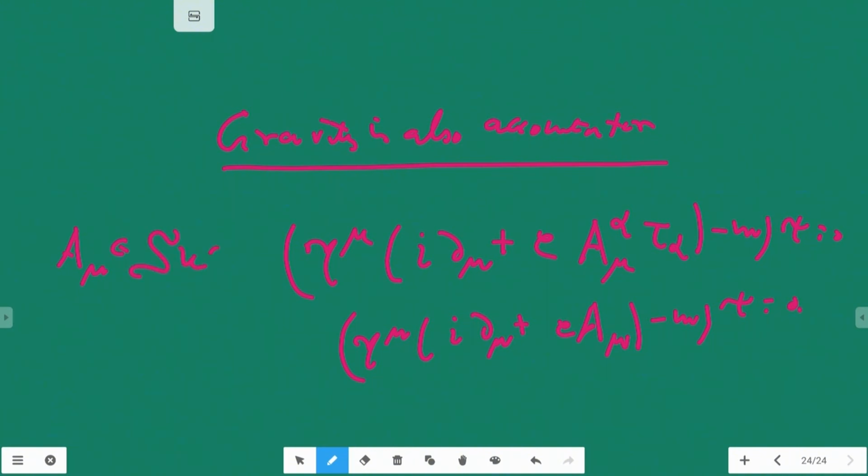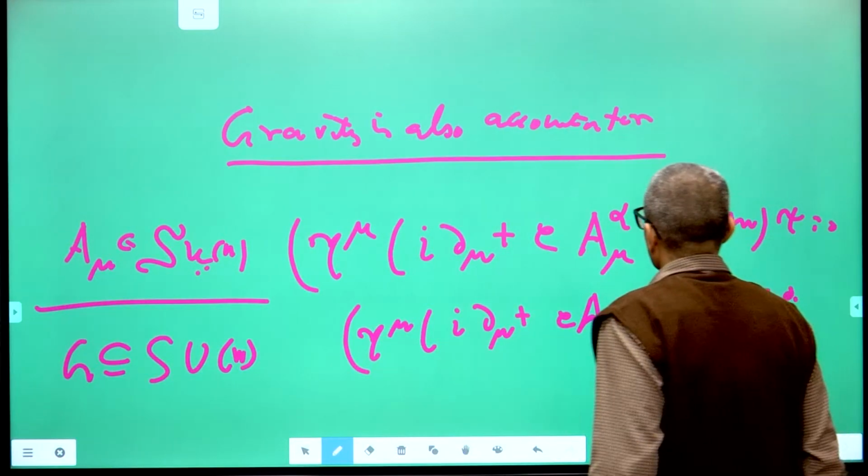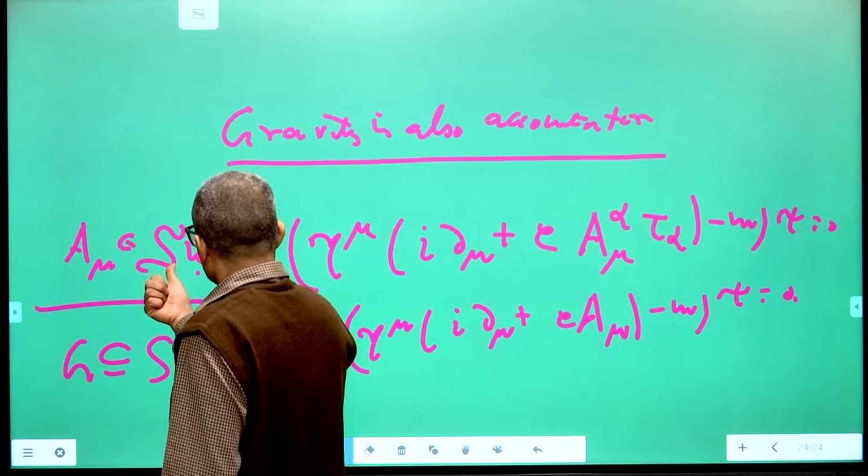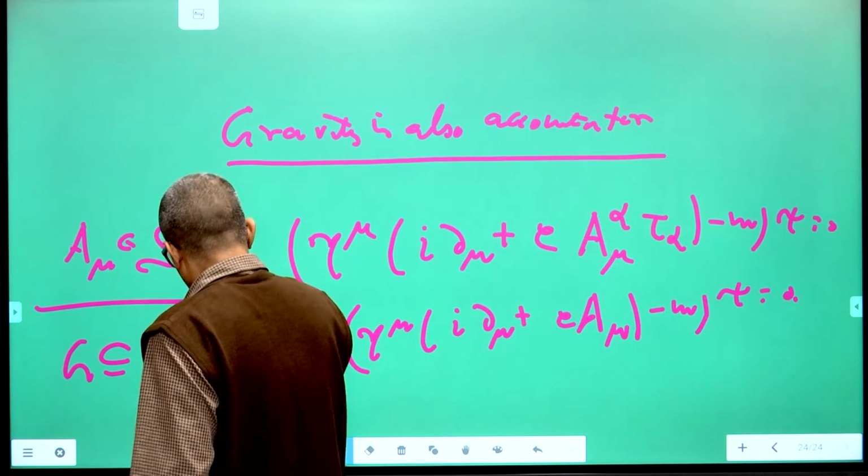So let us say it is SU(N), the space of all Hermitian n cross n matrices, the Lie algebra of SU(N), say your gauge group is a subgroup of SU(N). So the gauge algebra will be this, and you put Hermitian generators. So you should use skew Hermitian generators, because the Lie algebra of SU(N) is the space of all skew Hermitian matrices. SU(N) is the special unitary group.